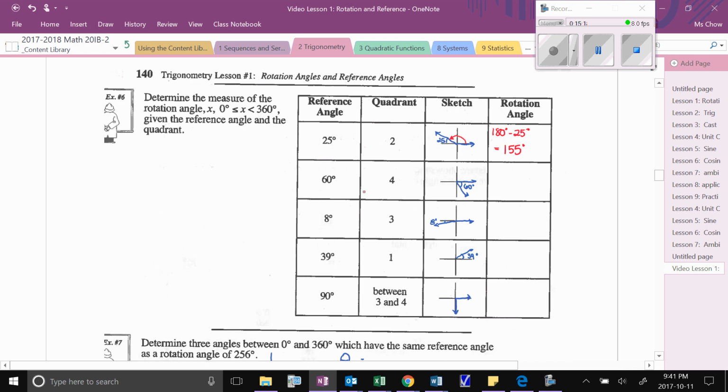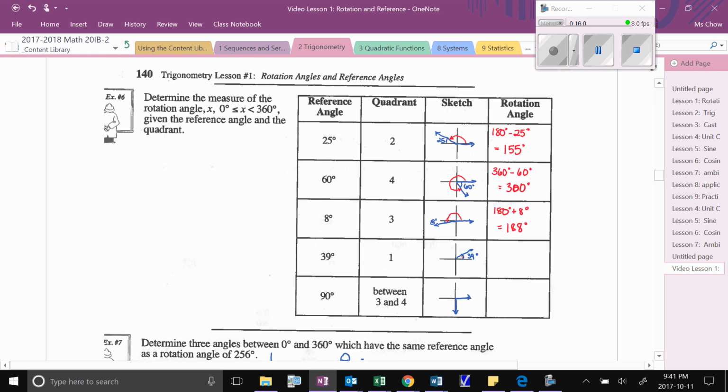In quadrant 4, if we have a reference angle of 60 degrees, again, we start at our initial arm, going in a counterclockwise direction, and we're almost at 360 degrees, but we're short 60 degrees. So in this case, 360 degrees minus 60 degrees gives a rotation angle of 300 degrees. In quadrant 3, a reference angle of 8 degrees means that starting at our initial arm, we go past 180 degrees by 8 degrees. So we're looking at 180 degrees plus 8 degrees, or a rotation angle of 188 degrees.